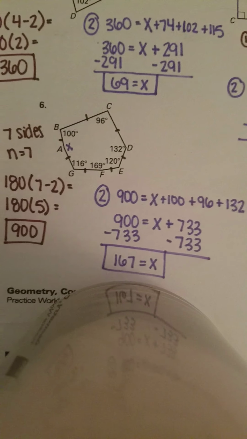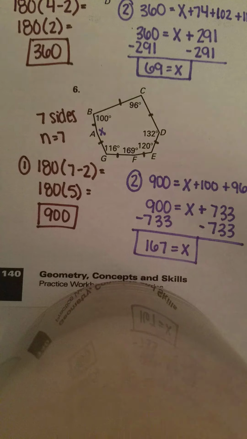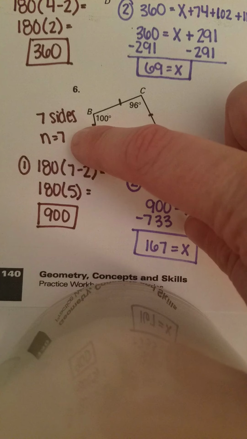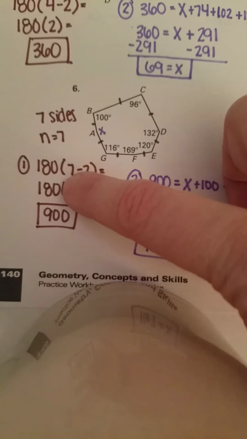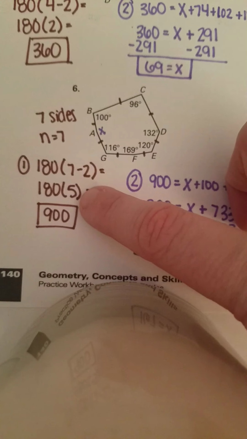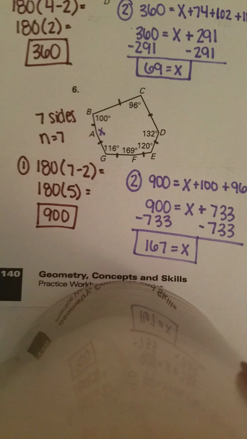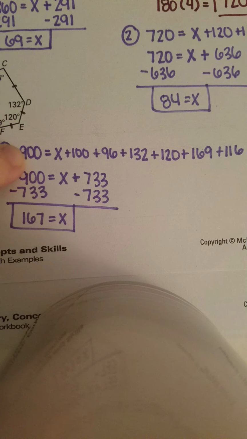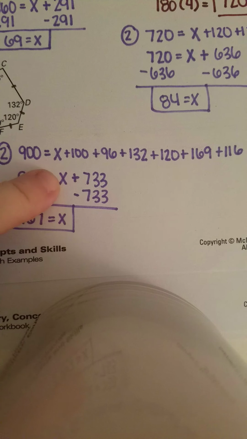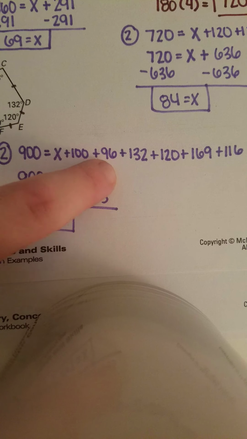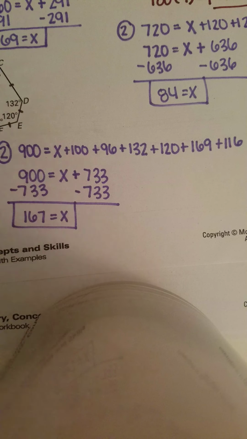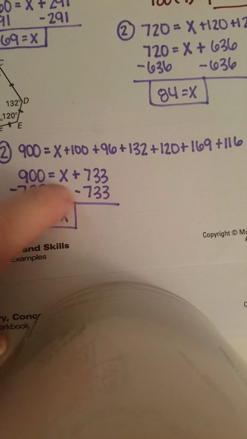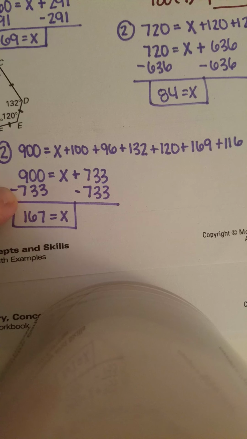Now for number 6, we counted up all the sides, and you got 7 sides, so n equals 7. You took that and plugged it in. 7 minus 2 is 5. 180 times 5 gives you 900. So you brought the 900 over. You added up all 7 of the angles together. So then 196, 132, 120, 169, and 116 all together equal 733. Then you want to get the x by itself, so you subtract the 733. And so 167 equals x.